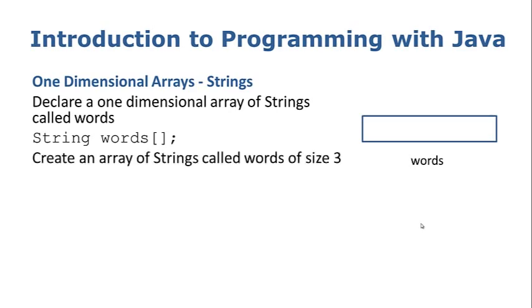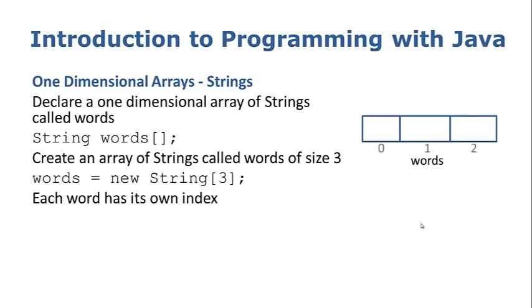Then we need to create that array of strings, and in this case we're going to give it a size of 3. You can make it any size you want. Words equals new string, and in the square brackets we put the size 3. And what that does is it takes our words array and divides it into 3 spaces. Each word gets its own index, so 0, 1, 2.